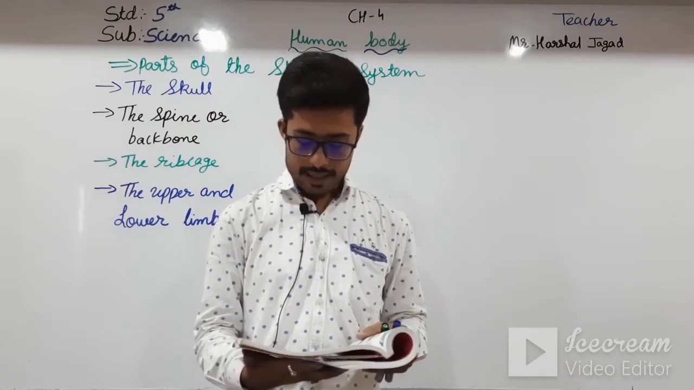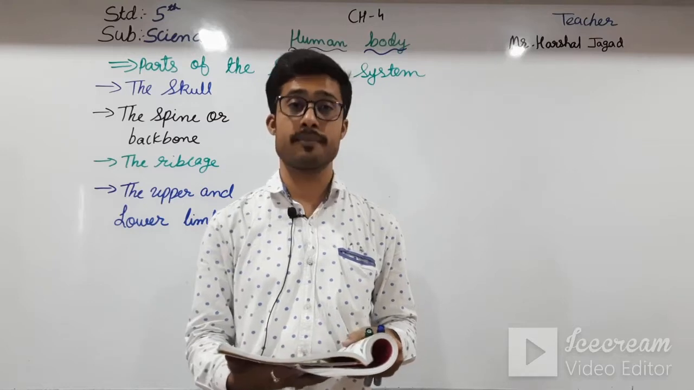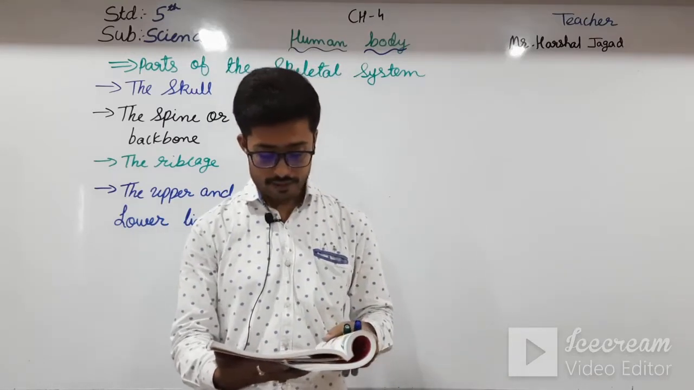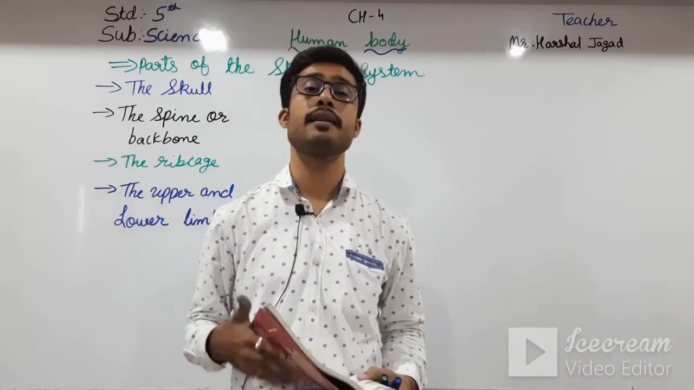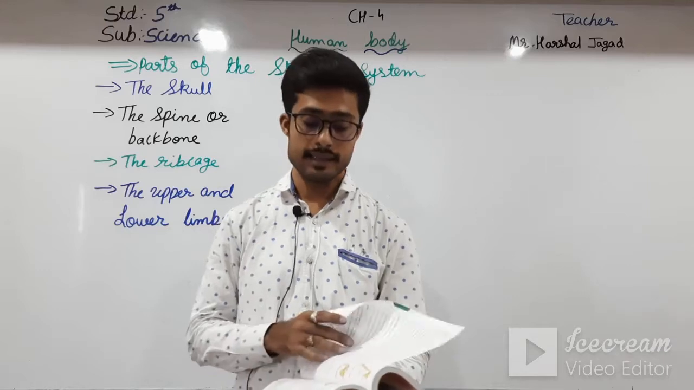The last 2 ribs are not joined to the sternum, they are called floating ribs. Okay students, they are called floating ribs. The rib cage protects the heart and the lungs.